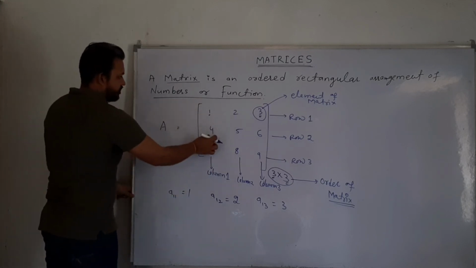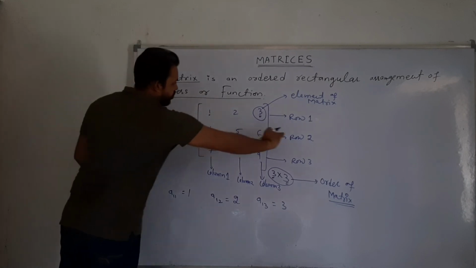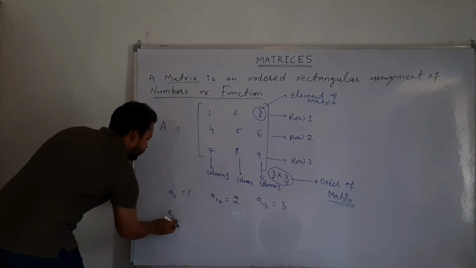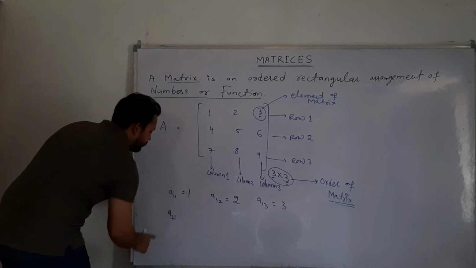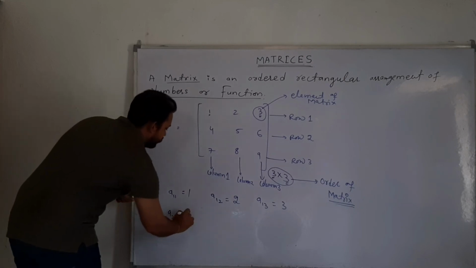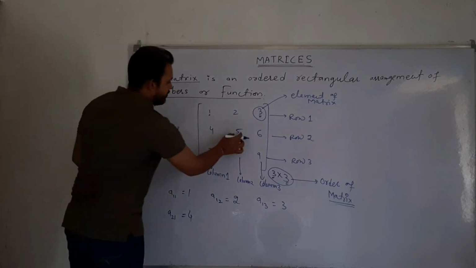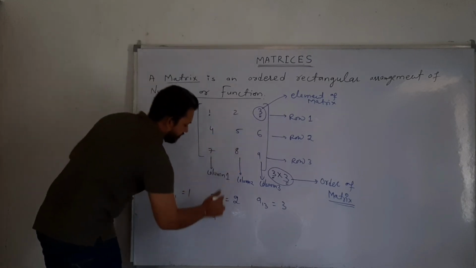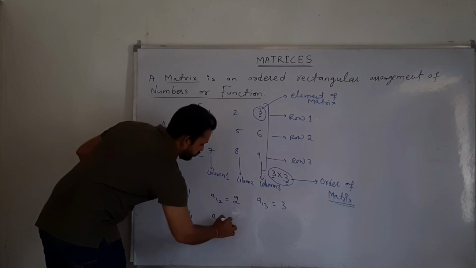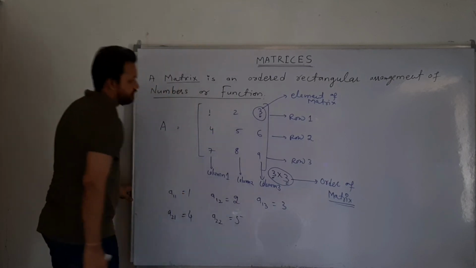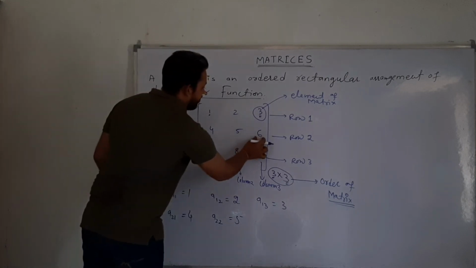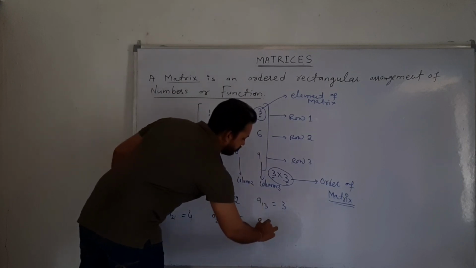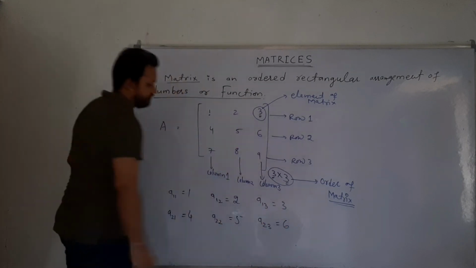The position of this element is second row, first column, so we write a21, 2 for row, 1 for column. a21 is equal to 4. Then this element, second row, second column, can be represented as a22 is equal to 5. This element is in the second row, third column, so it is a23 is equal to 6.